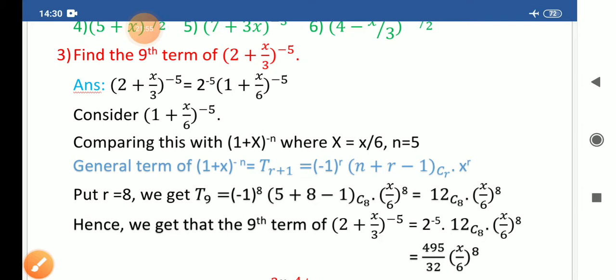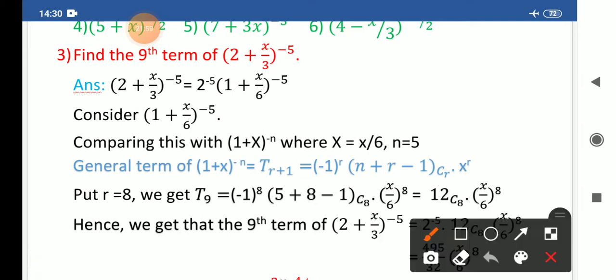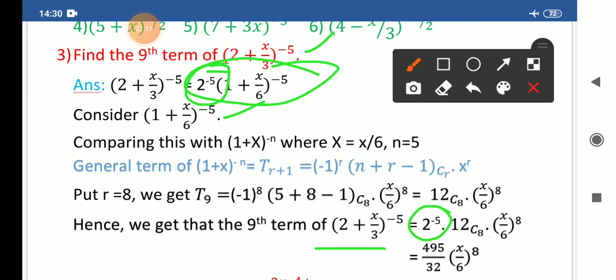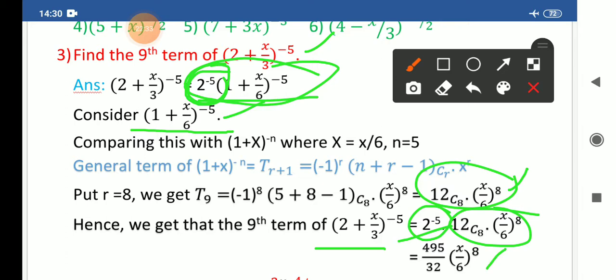You observe, this is the ninth term of (1 plus x by 6) power minus 5, but we want the ninth term of the given problem. So you multiply the ninth term with 2 power minus 5. Hence the ninth term of the given problem is 2 power minus 5 times this term. We found this ninth term for (1 plus x by 6) power minus 5, but the given problem has the factor 2 power minus 5, so we multiply this ninth term by 2 power minus 5.